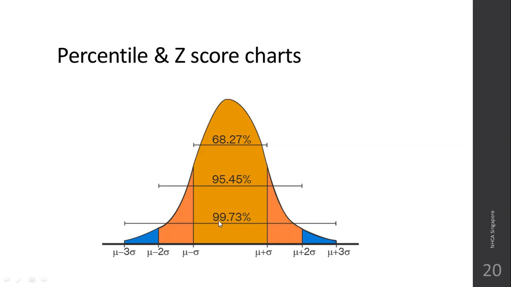When I say the child's weight is 10 percentile of the average, is it normal, healthy, or abnormal? 10 percentile will come somewhere here in this pink part. It is still normal. 10 percentile will still be normal.